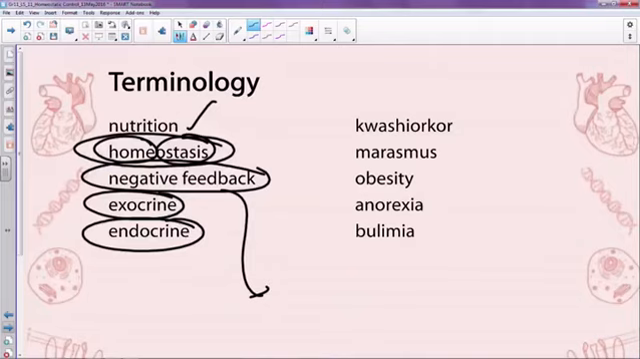We obviously need to unpack eating disorders such as kwashiorkor, marasmus, obesity, anorexia, and bulimia. So I think it's very important for us to be able to understand how these disorders arise and what are the key factors or components that are lacking or in excess in each one of these diets. So let's get straight into the content for today.